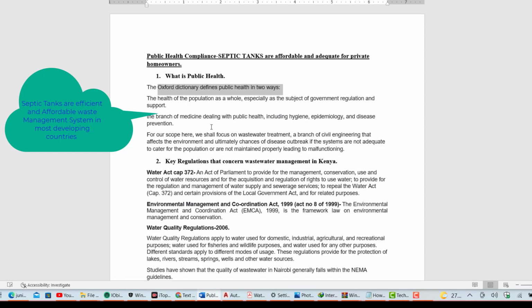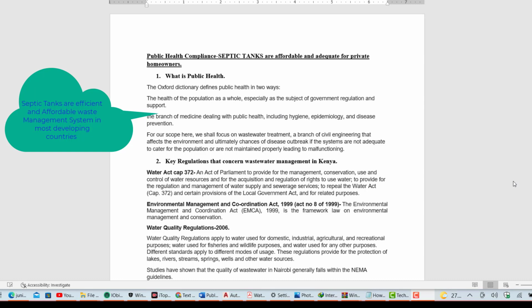So for our scope here, we are going to focus on wastewater treatment. It's a branch of civil engineering that affects the environment and ultimately chances of disease outbreak. If these systems are not adequate to cater for the population or are not maintained properly, then they may lead to malfunctioning. Like I was saying, public health is a subset of civil engineering.